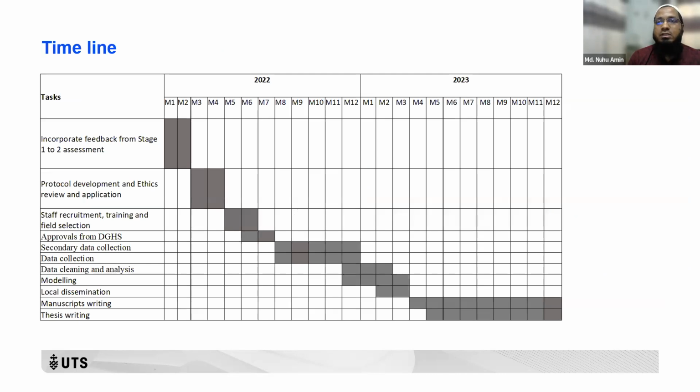So let's talk a little bit about the timeline. As I mentioned earlier, it is a 2 year project, from the preparation of the proposal and presentation to the manuscript or thesis writing. You can see in the middle of the graph the data collection, which is about 5 months, and then analysis and report writing. We need some approvals from the Director General Health, so we have kept some time for that, and that's important.